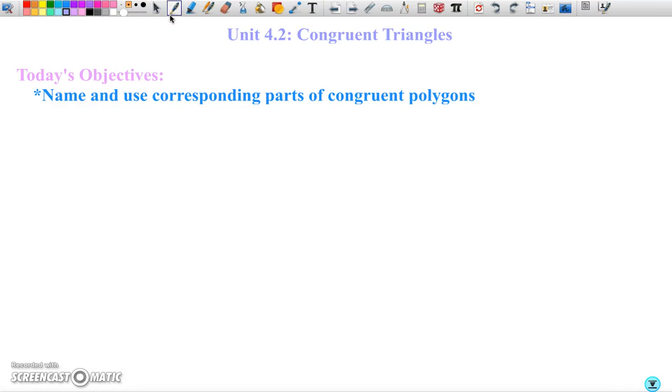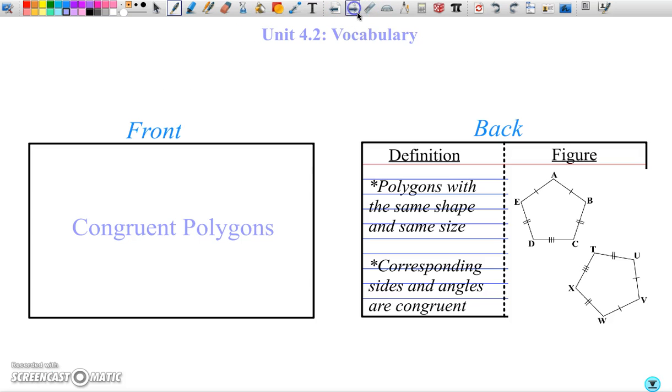Last section, we talked about triangles and all their properties, the degrees and the side lengths and relationships. So what we're going to do today is get into talking about congruent triangles and how they fit and work together. We're going to name and use corresponding parts of congruent polygons. We're going to start with just polygons, and then we'll be more specific with the triangles.